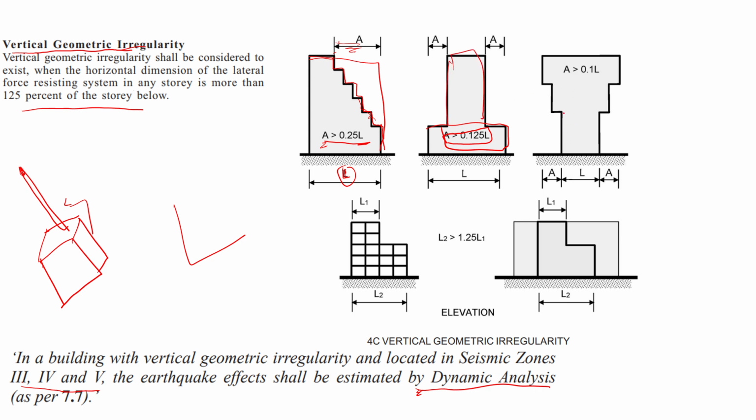Even in this case it is the same. Here the area, whatever this part is, if you compare it with the total length, it is huge. So vertical geometrical irregularity shouldn't be there. If it is there in seismic zones 3, 4 and 5, then dynamic analysis should be followed.